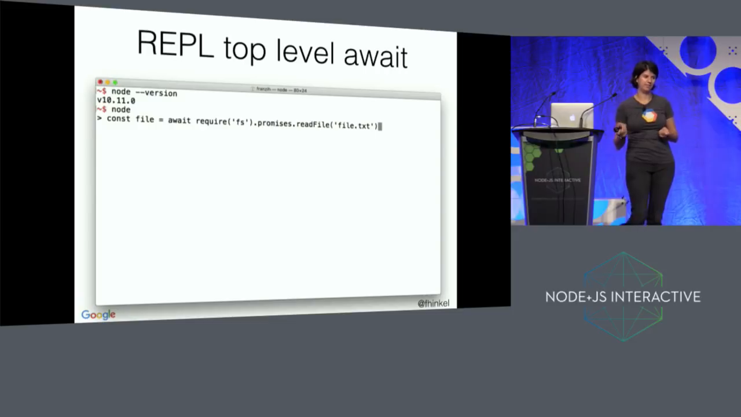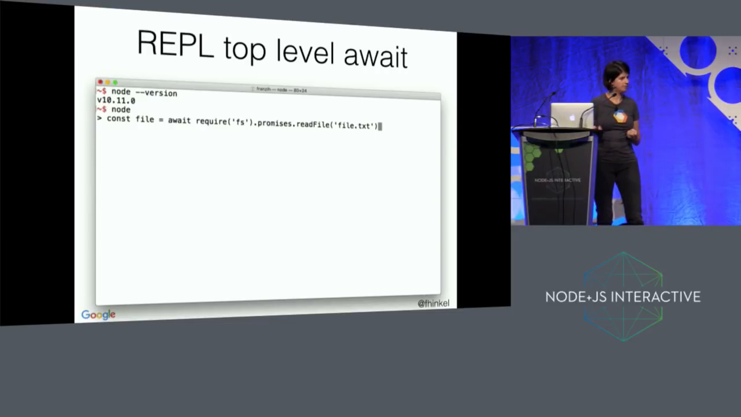Then I like this one a lot. It's top-level await in the REPL. A lot of times you're trying something out in the REPL, and you have a library or an API that gives you promises, and you want to use async await, and you're like, oh, I just need to read this file and then do something with the content.